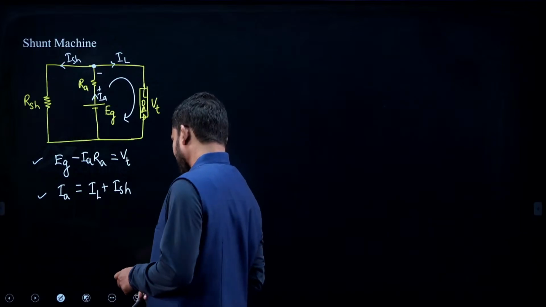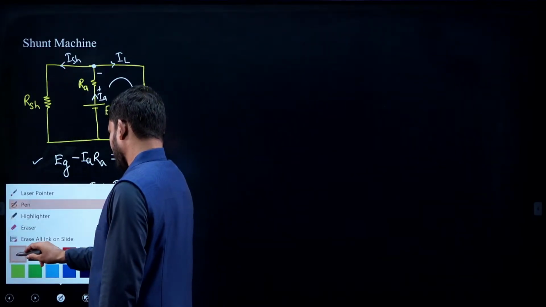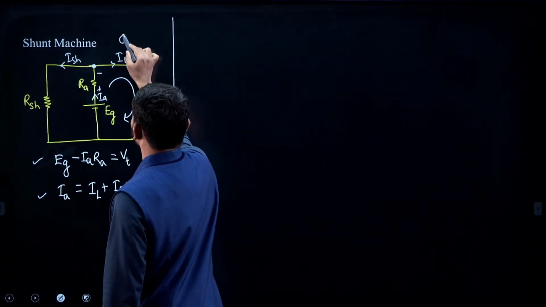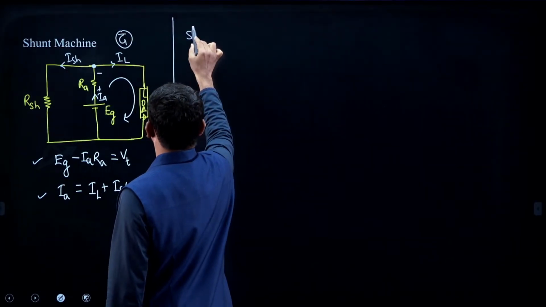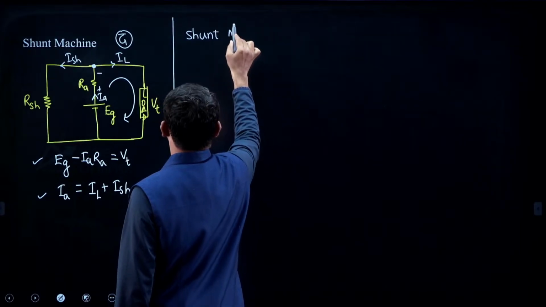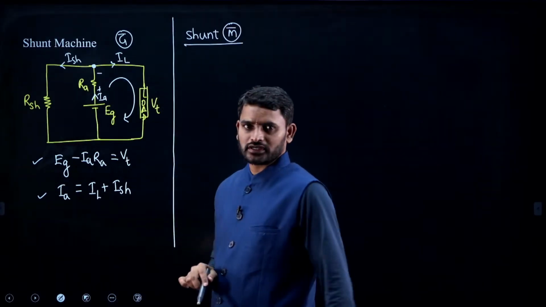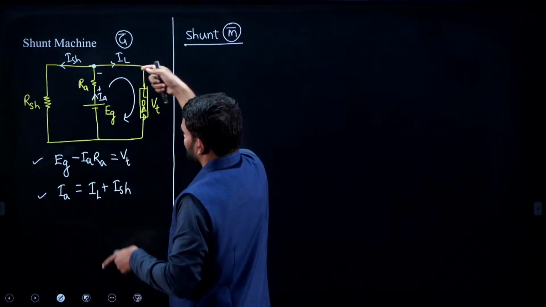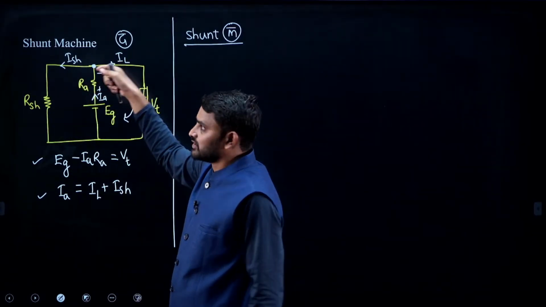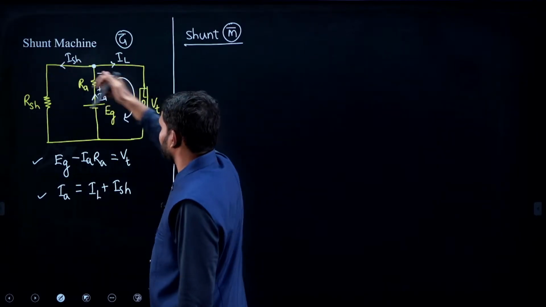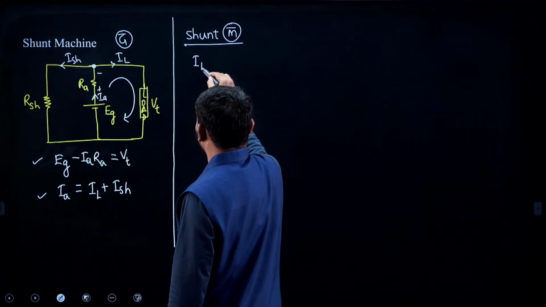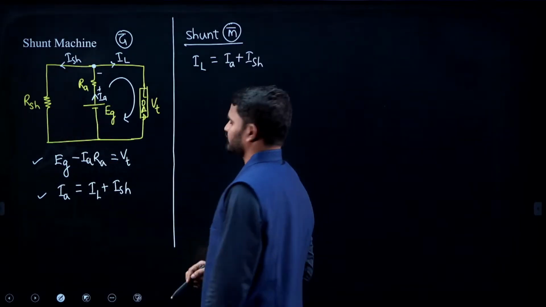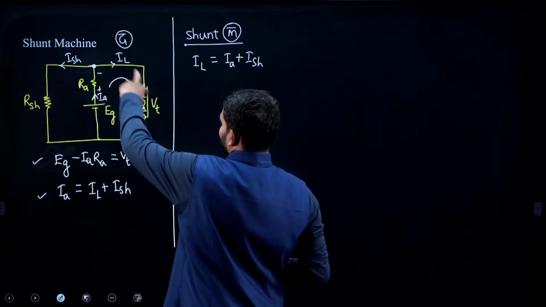Similarly, for the motor, if you see, this is for the generator, and for the shunt motor, you need to apply a voltage source here. If you apply a voltage source, the current direction will be reversed. IL will be entering into the machine. So, IL enters here and the current divides. So, I can say KCL is: IL is the entering current, and the dividing currents are IA and ISH.